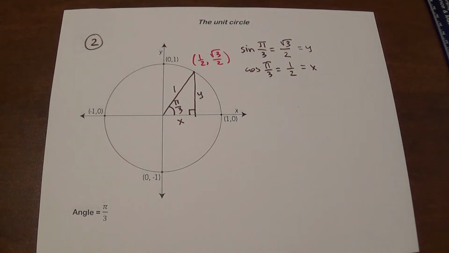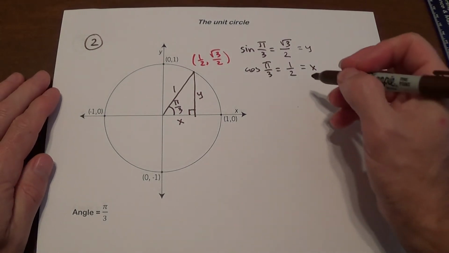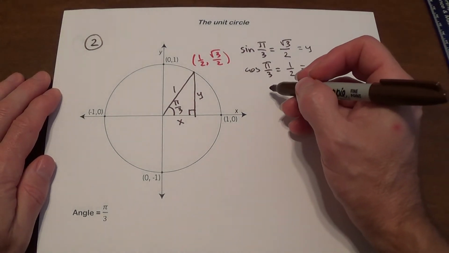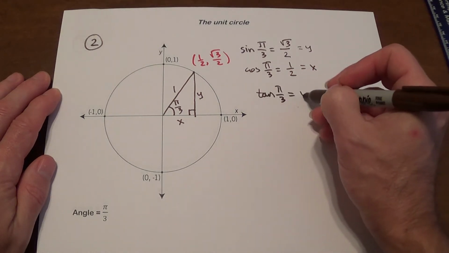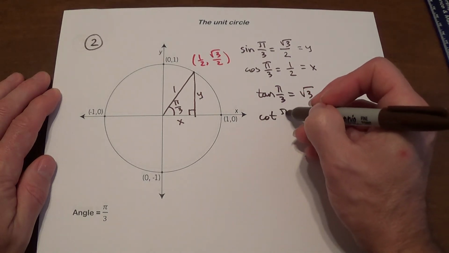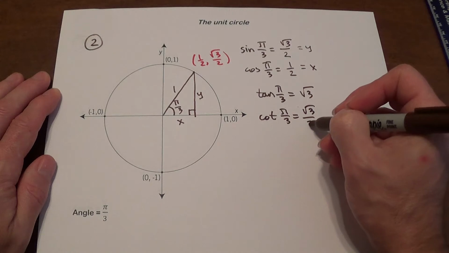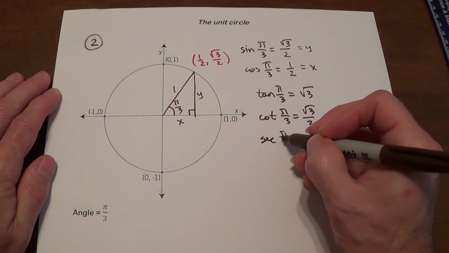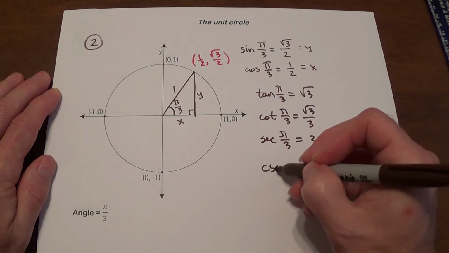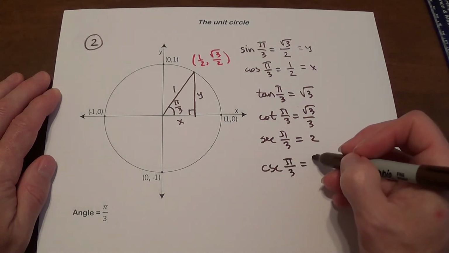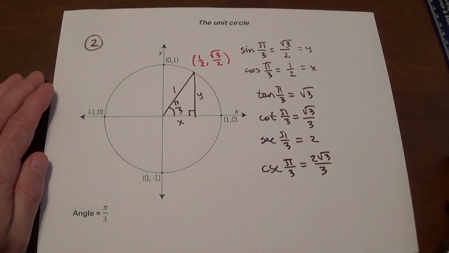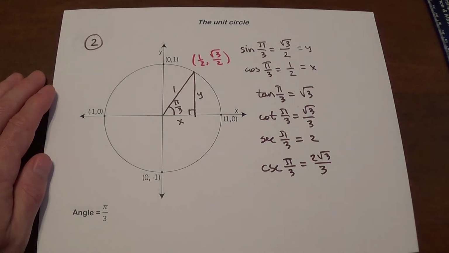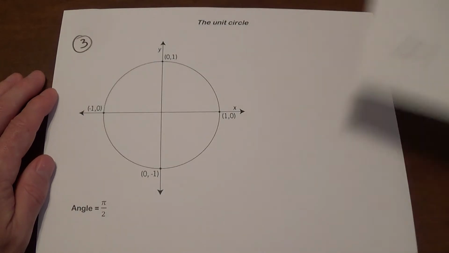Okay? So now we're going to find the remaining 4, and I'm also going to address what we do once we leave the first quadrant. So tangent pi over 3 is going to be square root of 3. Cotangent pi over 3 is going to be square root of 3 over 3. Secant pi over 3 is going to be 2, and cosecant pi over 3 is going to be 2 square root of 3 over 3. So we can use right triangles for as long as we stay inside quadrant 1. But what happens when we are either using a quadrantal angle or go outside of it?